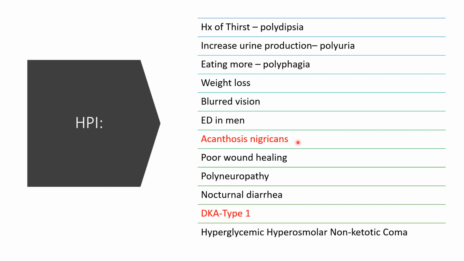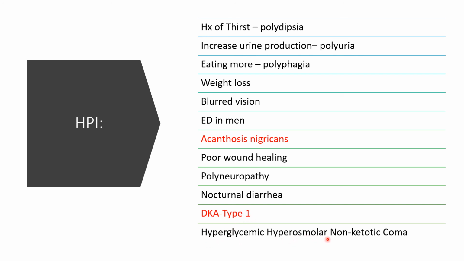And acanthosis nigricans, dermatologists will tell you, oh, man, your glucose level will be high. And then they do blood and urine tests and so on, and say, oh, you have type 2, and then a referral will be given from the dermatological clinic to the endocrinological clinic. Poor wound healing. Oh, because immunity is down. Polyneuropathy, nocturnal diarrhea, we'll see the reason why in a bit. DKA, diabetic ketoacidosis in type 1. Remember I said earlier that that may be the first presentation in some patients with type 1 diabetes mellitus, because they may not know.